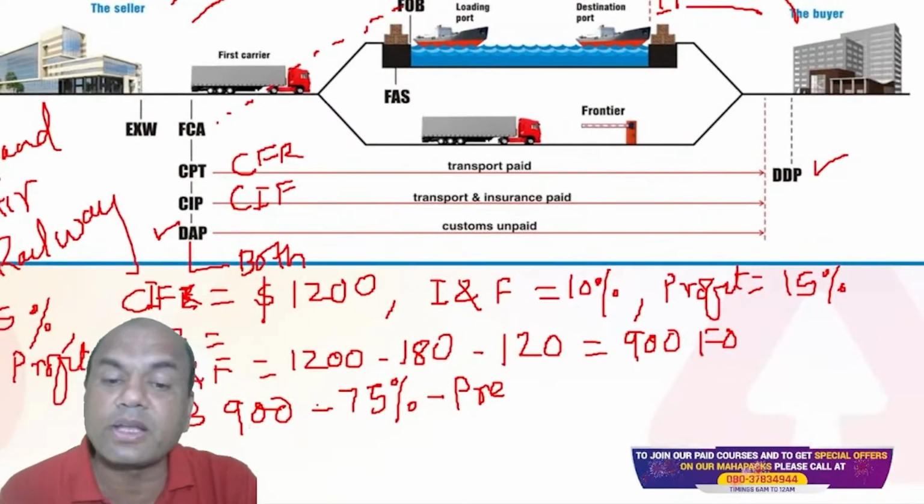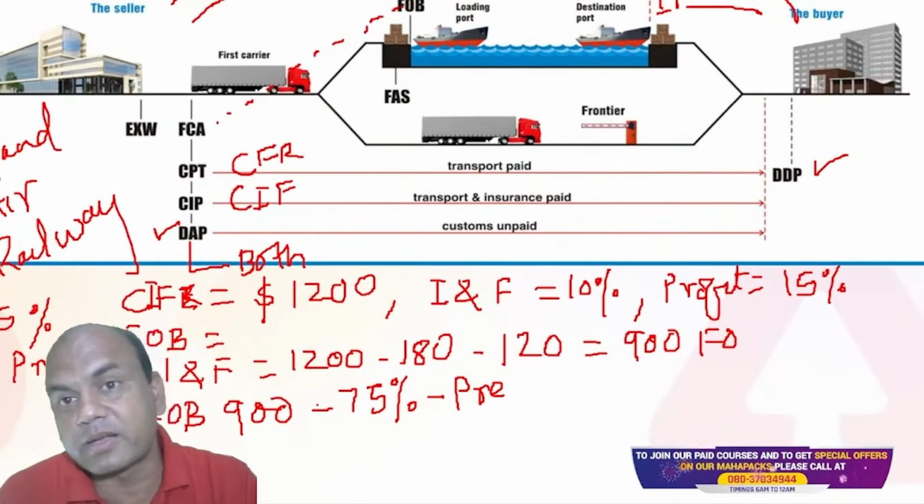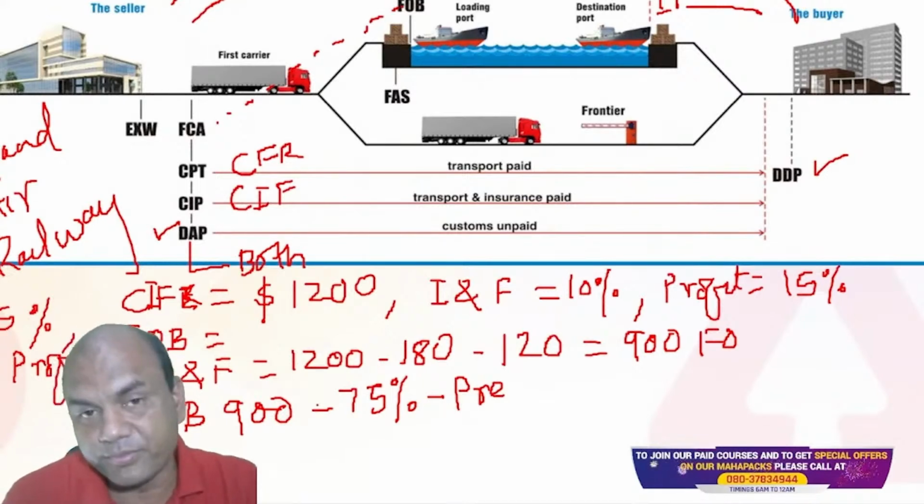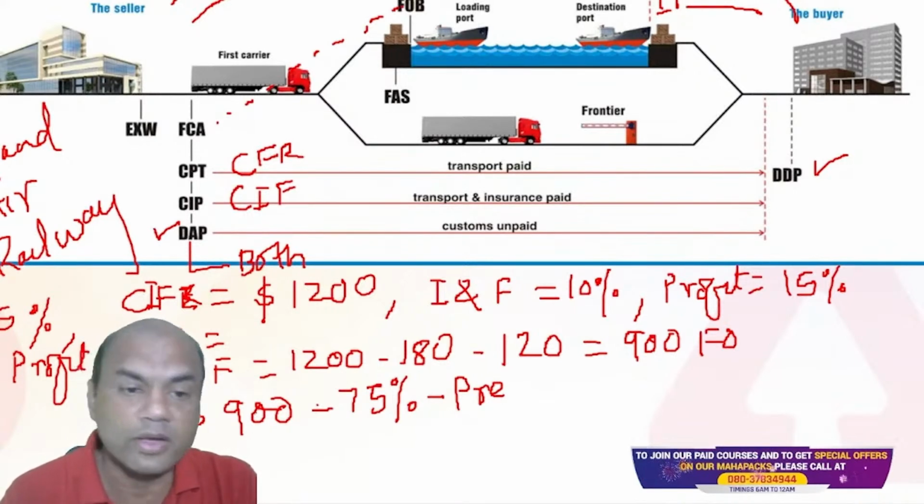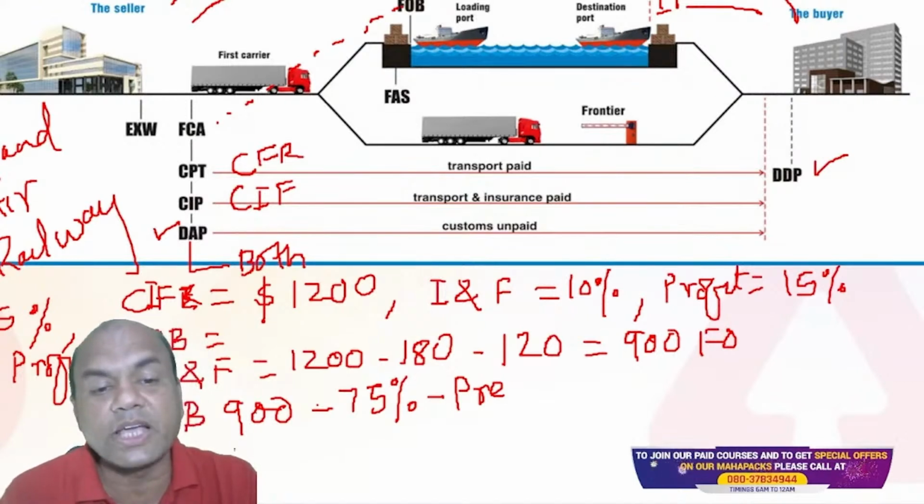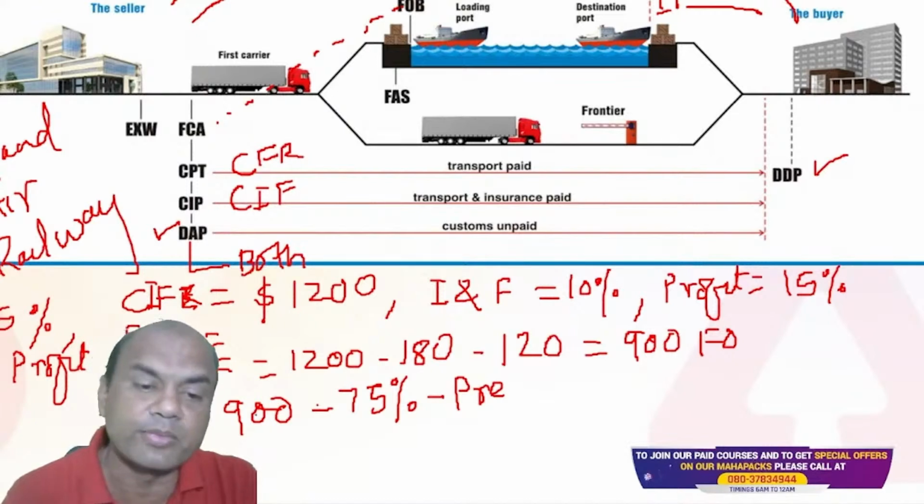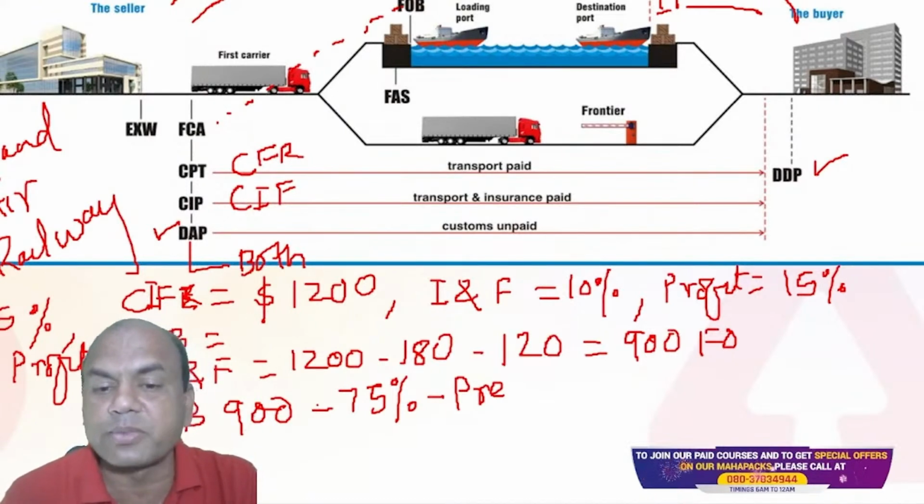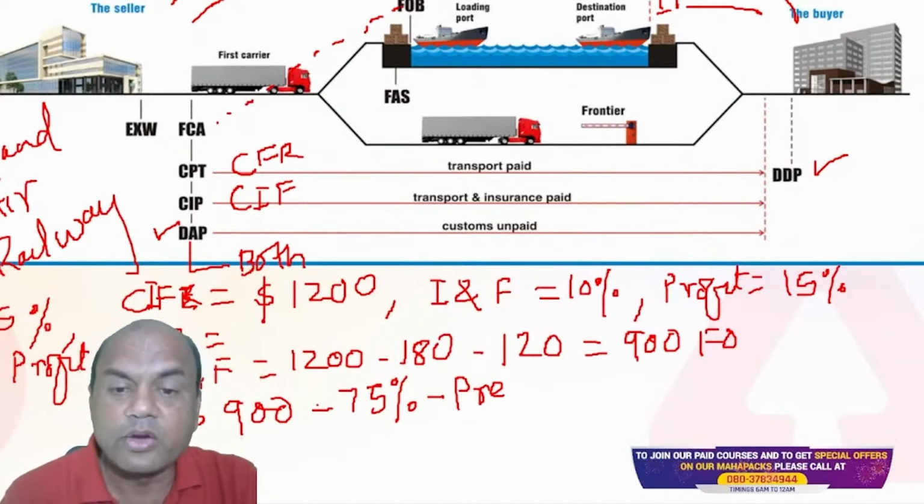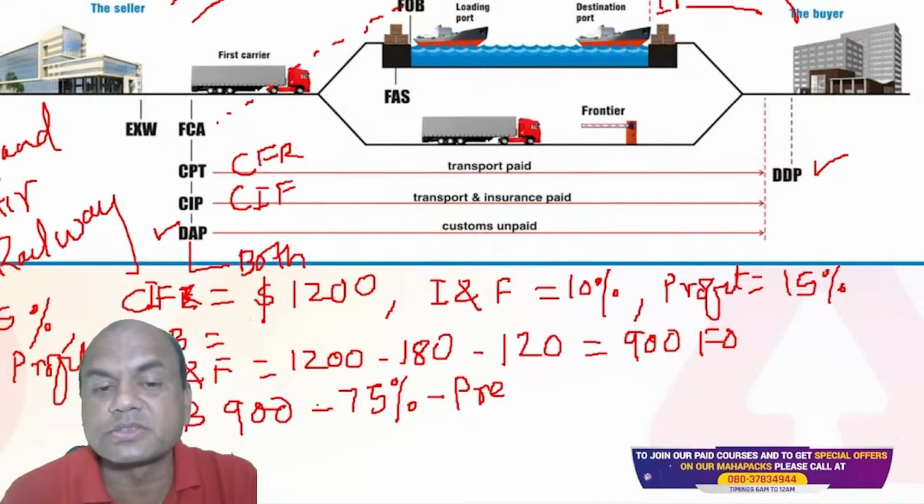Suppose I tell you to arrive at the FOB value for pre-shipment finance. CIF is 1200, insurance and freight is 10%, profit is 15%. What will you do? First, find the 10%. What is 10% of 1200? It is 120.